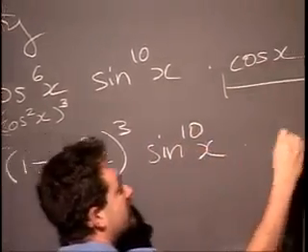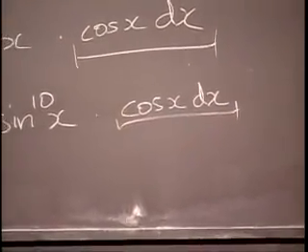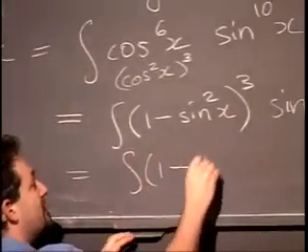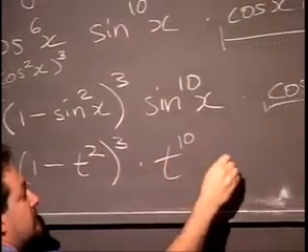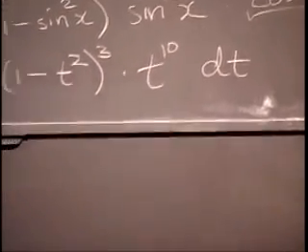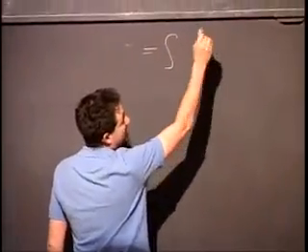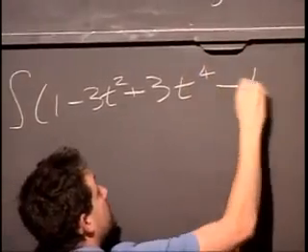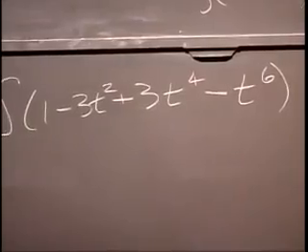Now, everything except for the cosine x dx is in terms of sine x, and sine x is just t. So this works out to be 1 minus t squared all cubed times t to the 10th dt. After all, cosine x dx is just dt. All right, we still have a little bit of work to do. What I'll do is expand out the cube and get 1 minus 3t squared plus 3t to the 4th minus t to the 6th. It's really handy to be able to do that. Just know the coefficients 1, 3, 3, 1.